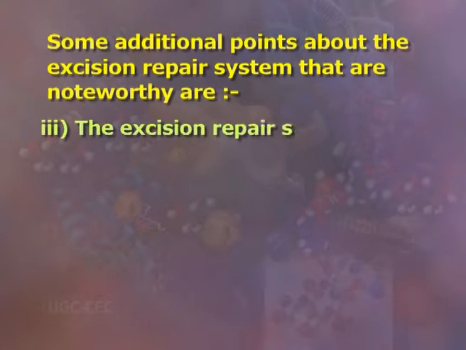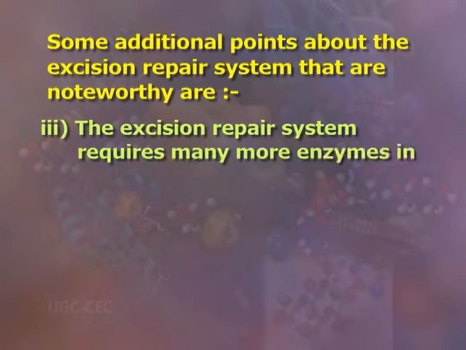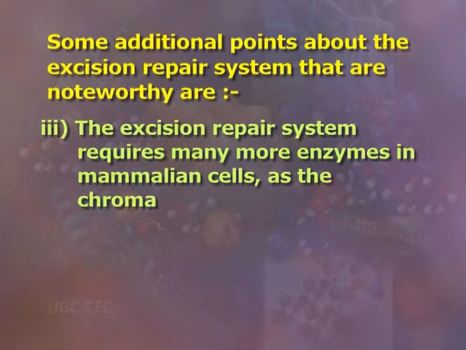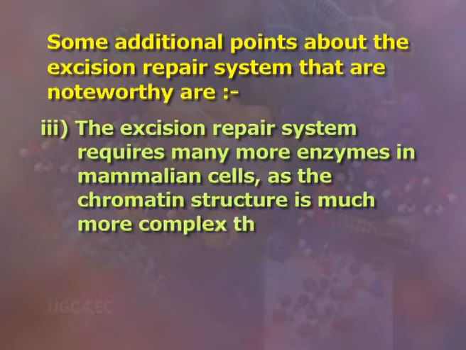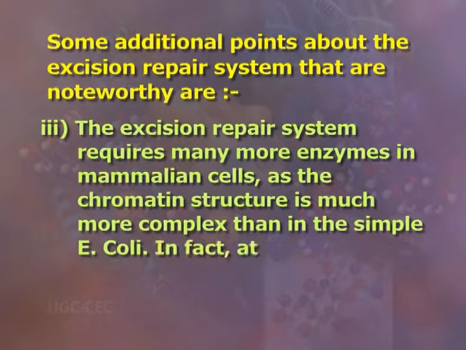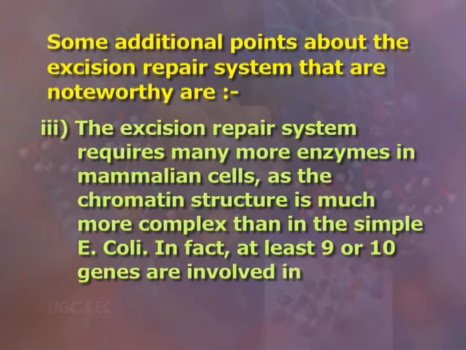The excision repair system requires many more enzymes in mammalian cells, as the chromatin structure is much more complex than in the simple E. coli. In fact, at least 9 or 10 genes are involved in the incision step.